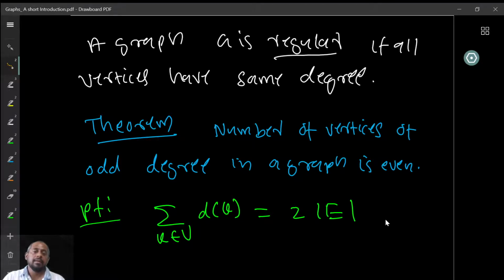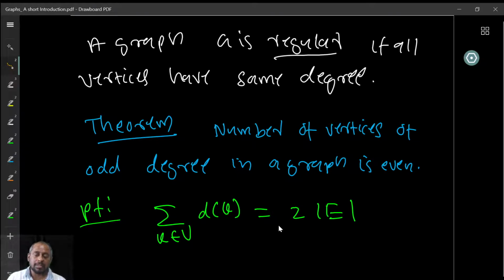Why is this? Because if you take any vertex, let's say v, and you are summing over all the vertices the degree of v, what is the degree of v? Degree of v is precisely the number of edges incident with it. Now, given an edge, this edge is incident with two vertices. So when I sum over all the vertices' degrees, the edges are counted by both of its endpoints exactly once. So therefore, every edge is counted twice, and therefore the sum of the degrees is twice the number of edges.